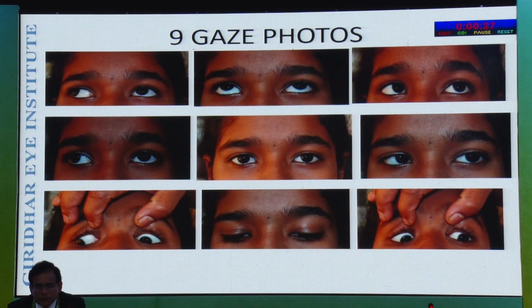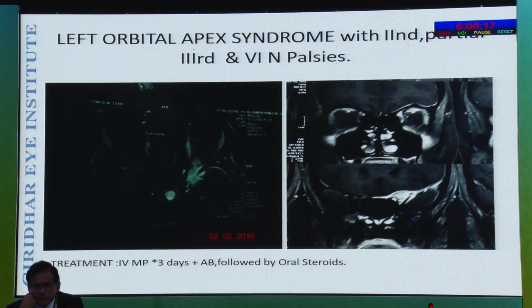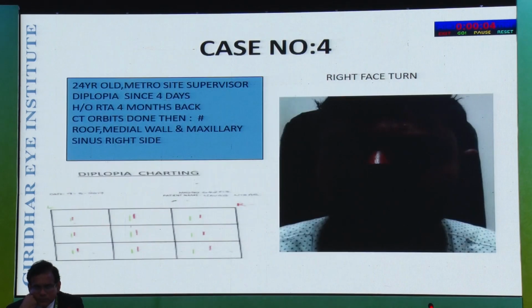So where is the lesion? The lesion is in the orbital apex. If the second nerve is involved, it is in the orbital apex. This is the diplopia charting, and this is the picture we got. We assumed it to be inflammatory, so IV methylprednisolone was given for 3 days along with antibiotics, followed by oral steroids.